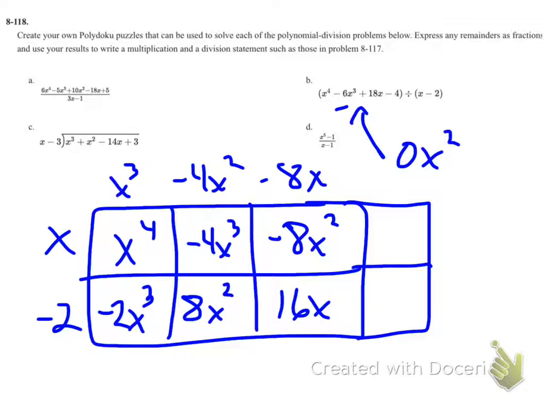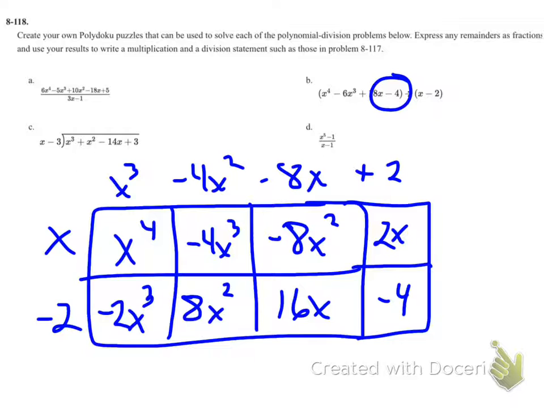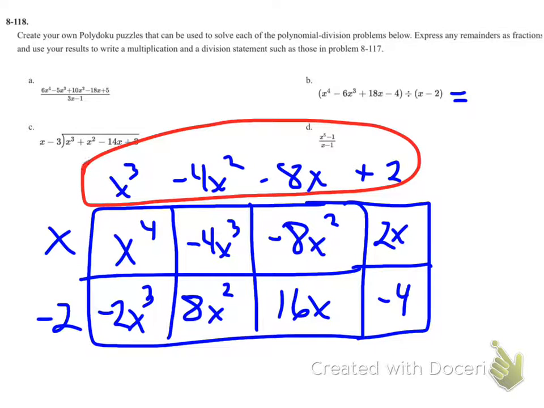Extend the box here a little bit. I need to add up to a positive 18x, so this is going to be 2x. So up top is going to be a plus 2. Multiplying is a minus 4, which matches. It divides evenly. So my solution to that problem is x to the third minus 4x squared minus 8x plus 2.